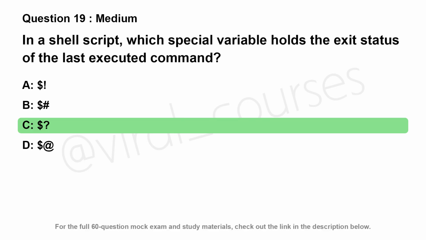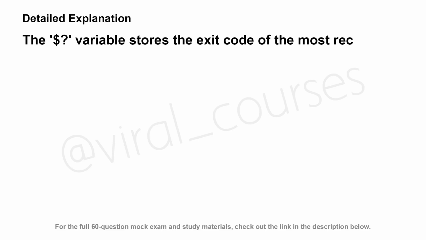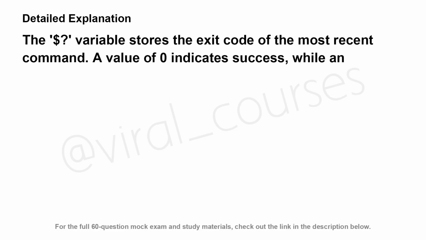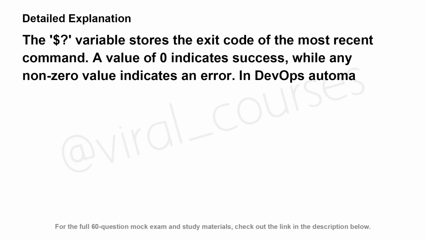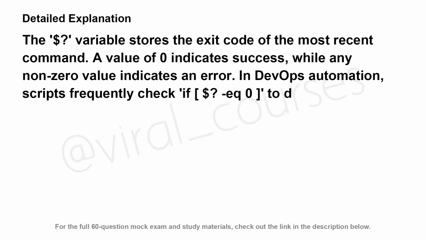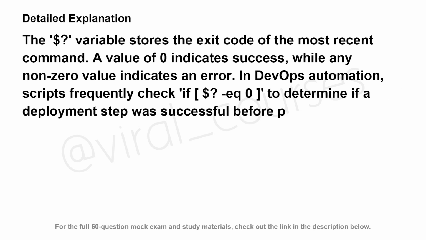The correct answer is C. The $? variable stores the exit code of the most recent command. A value of 0 indicates success, while any non-zero value indicates an error. In DevOps automation, scripts frequently check if $? -eq 0 to determine if a deployment step was successful before proceeding to the next.